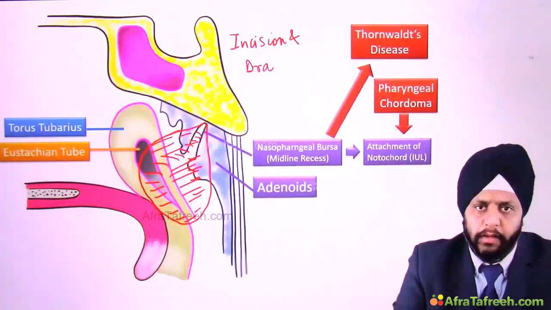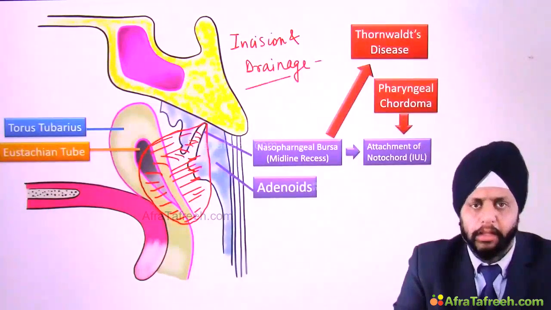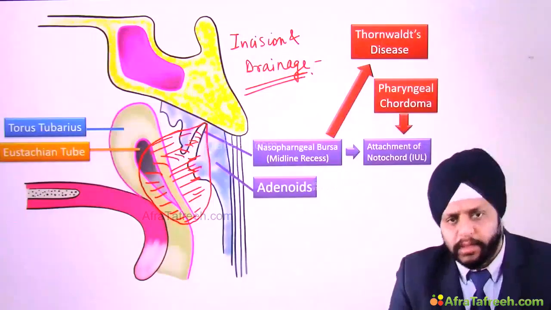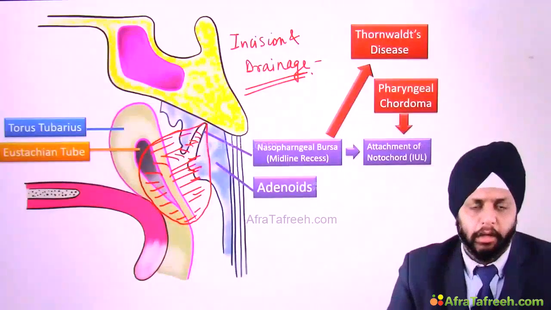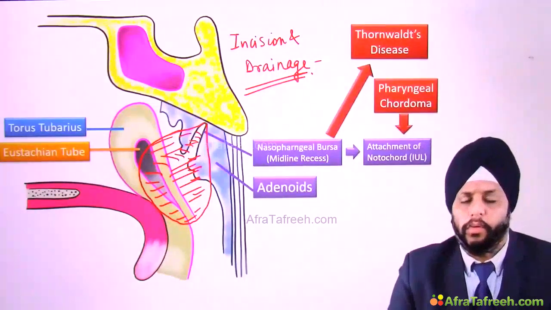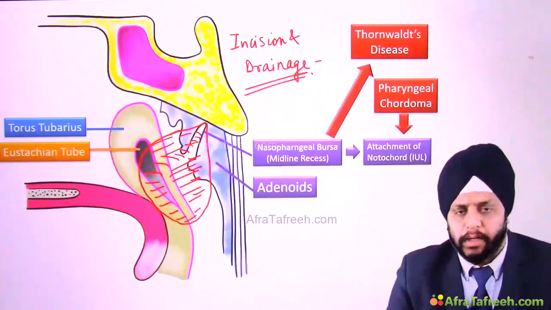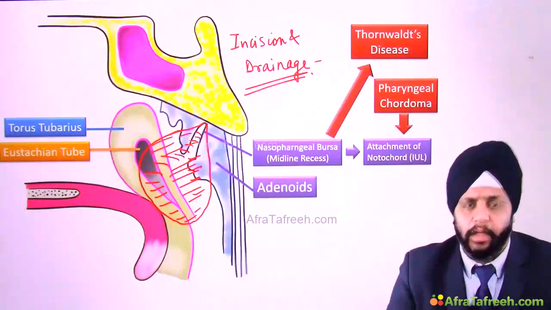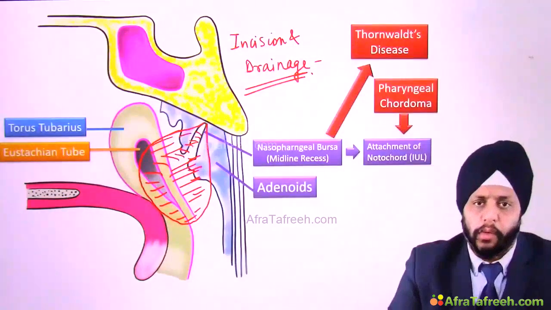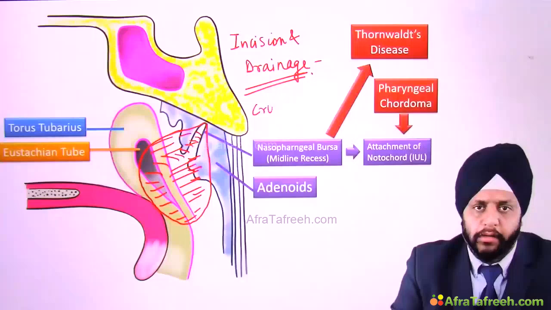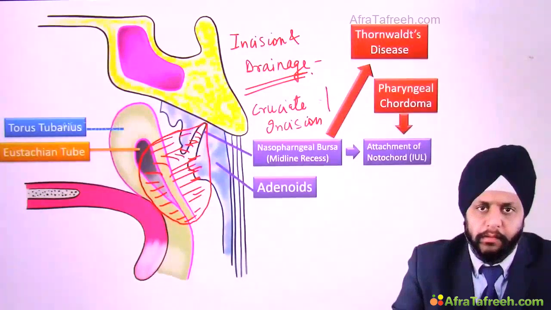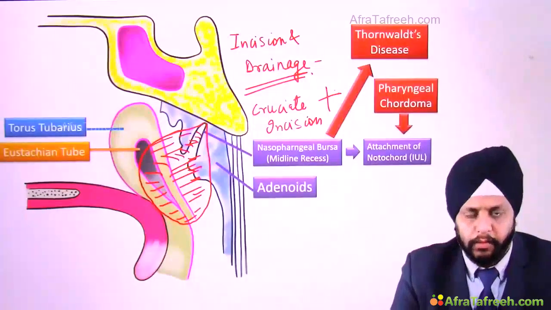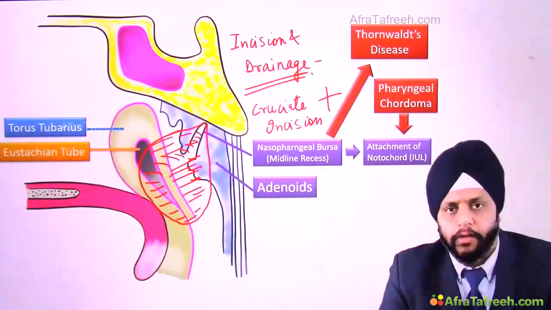So you give an incision and you drain the collection inside it, whether it is a mucus secretion collection or it is pus, you can drain it. Now remember, because we don't want this bursa to once again close down and again form a Thornwaldt disease, we give a cruciate incision. It is like this. This is a cruciate incision, so it will have least chances of closure.